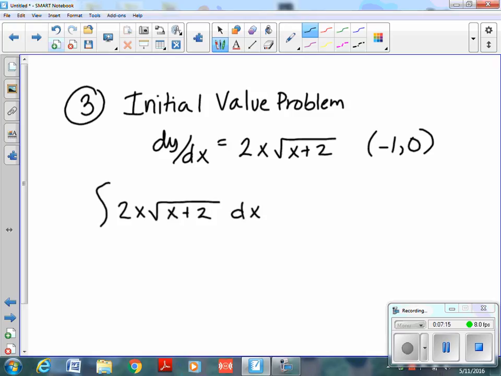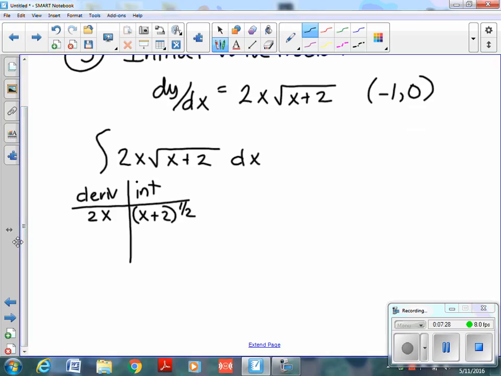We're going to use what we were doing. I'm going to put 2x down here and (x + 2) to the 1/2 power here. These problems are slowly getting harder. Draw some lines. The derivative of 2x is 2. The derivative of 2 is 0. The antiderivative of (x + 2) to the 1/2 is add 1 to 1/2, which gives you 3/2, but when you divide, it's really multiplied.